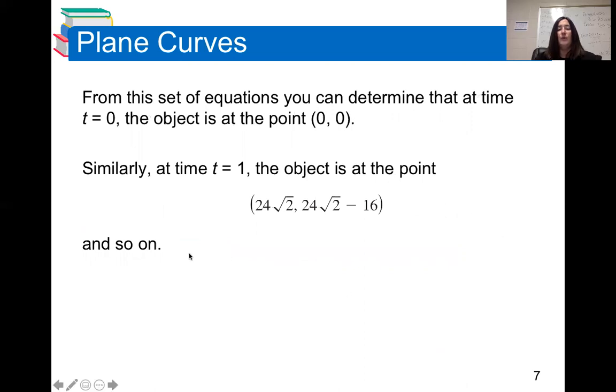Now, from those equations, we can still figure out what's going on in terms of time. At time 0, we were at the origin, at (0, 0). At time 1, we see that we're at 24 square root of 2 and 24 square root of 2 minus 16. And you can keep plugging in different values of time into those parametric equations to figure out your location.